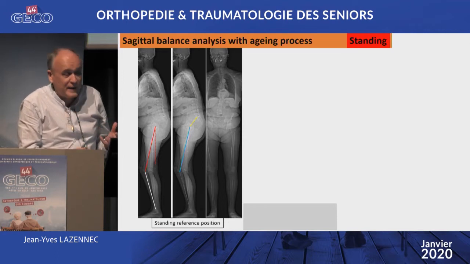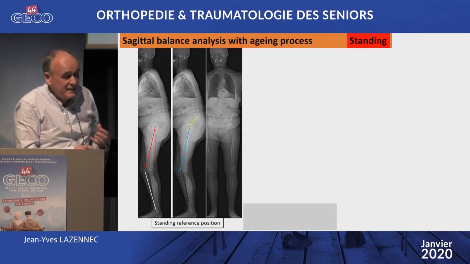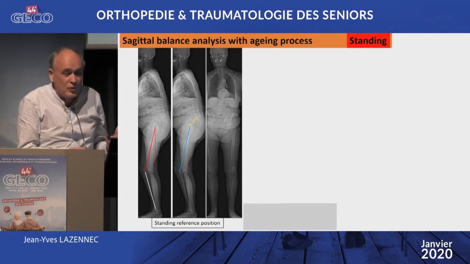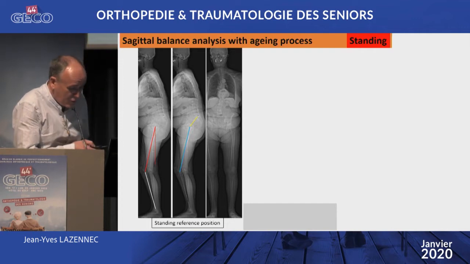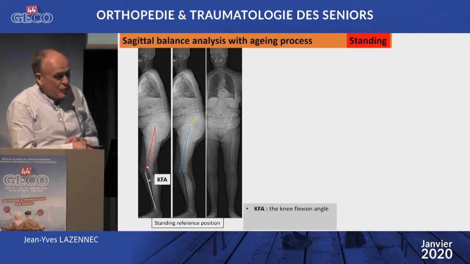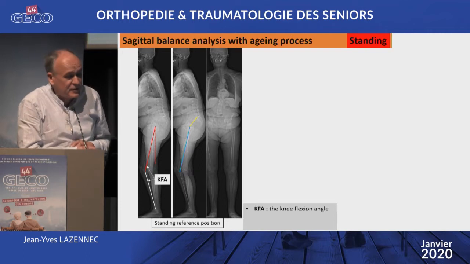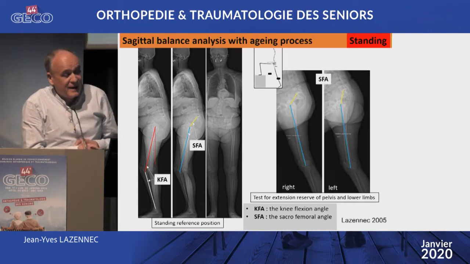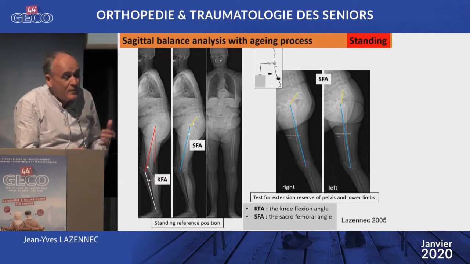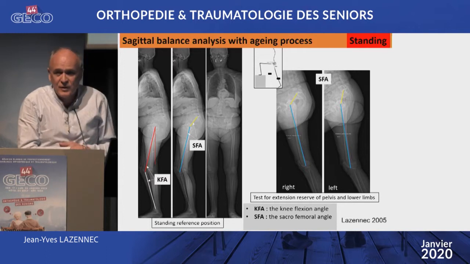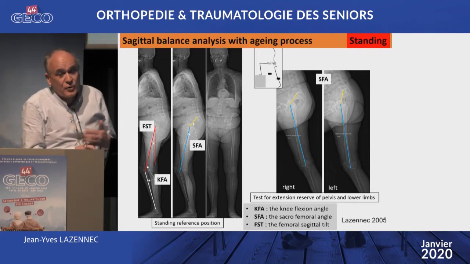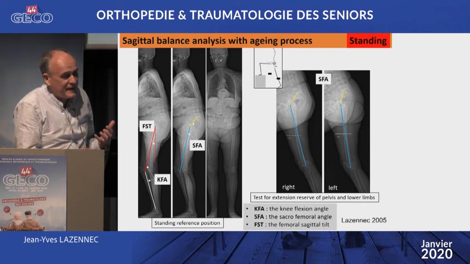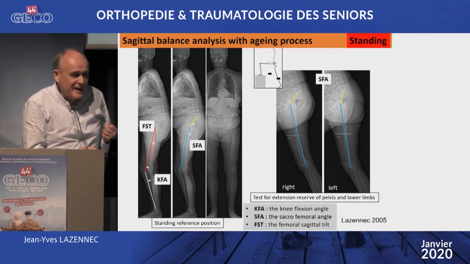Well, unfortunately, we only look at either the knee or the hip, quite rightly so, because sometimes there is a disease that needs to be treated with an implant, but we do not take into account the overall sagittal balance. So we use the SFA, the angle between the pelvis and the femur axis, which is an angle which is quite often used by spine surgeons, or the tilt, the femoral sagittal tilt.